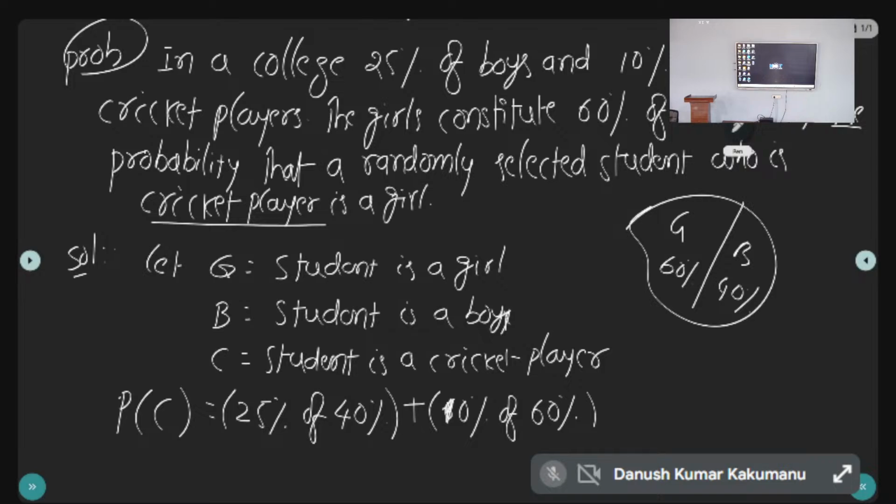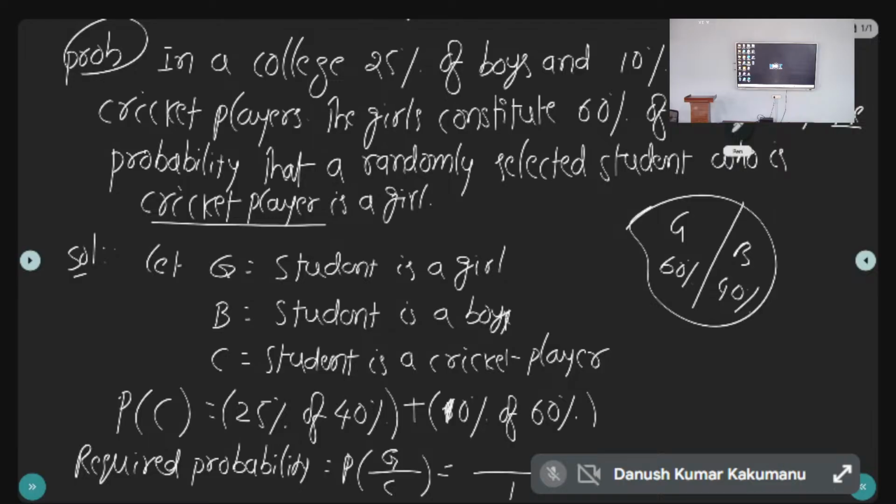Is it? Now the question starts. The probability that a randomly selected student, required probability. What is the required probability? The probability that a randomly selected student who plays cricket, who is a cricket player, is a girl. Is it? Yes. Now, P of C goes to the denominator. What is the numerator? Girl. Girl case means this only or not? 10% of 60%. Is it? That's it.